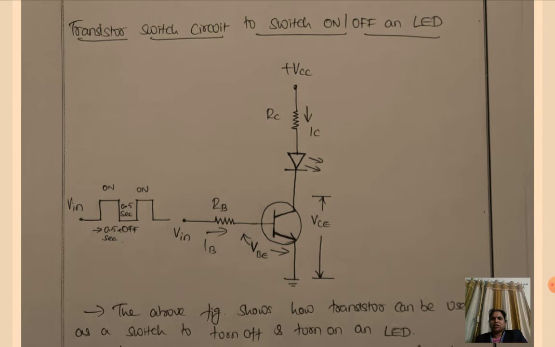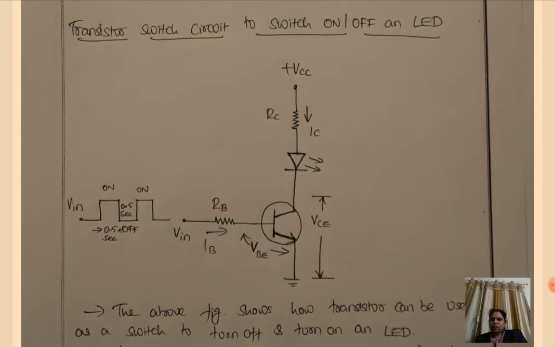So the next application is a transistor switch circuit to switch an LED on or off. It is similar to the previous circuit, except that I am going to connect an input voltage of a square wave with a time period of 1 second. Another difference is, since I am going to switch an LED on or off, I have connected an LED across the collector terminal to see whether the output is available across the collector, and to check whether the LED glows or not.